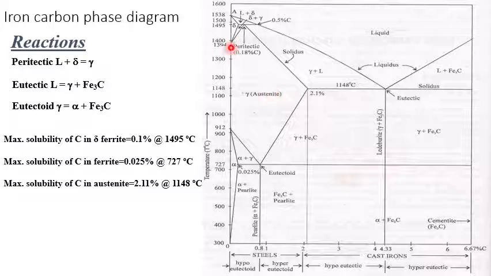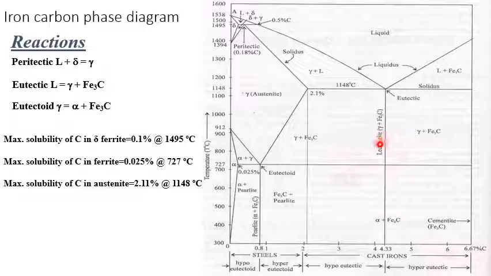So combining all these three invariant reactions, peritectic, eutectic and eutectoid, the phase diagram of the iron carbon diagram looks like this. Here we need to understand the eutectoid mixture as pearlite and the eutectic mixture as ledeburite, where gamma plus Fe3C.